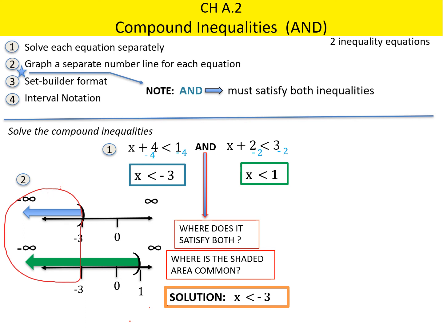All right, now we're going to do step 3. We're going to write our solution in set builder format. Now in set builder format, it's the set of all x such that, and then you go ahead and put your solution in. x less than negative 3. Good.